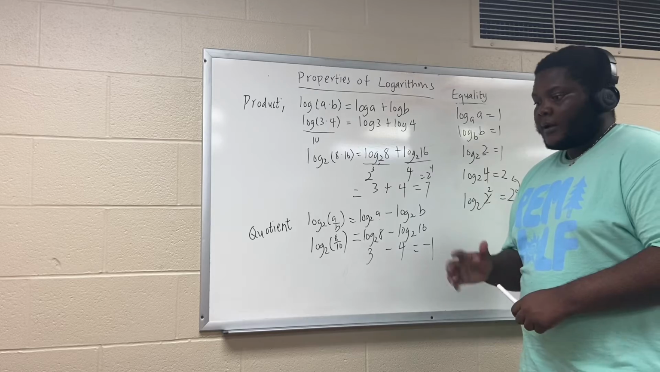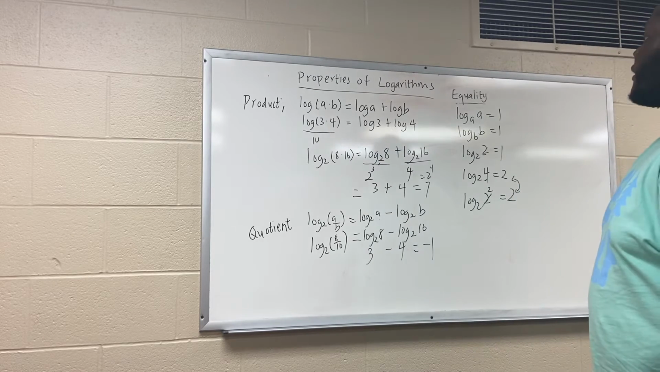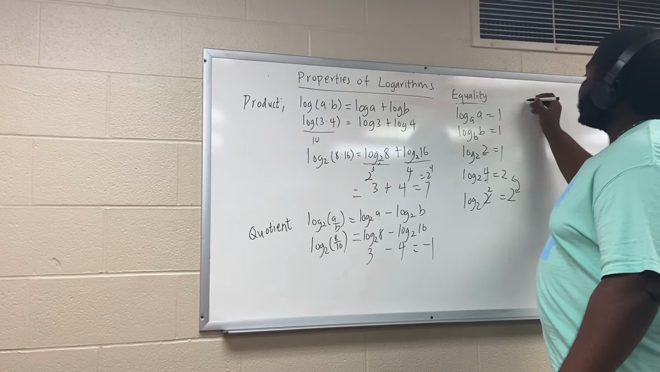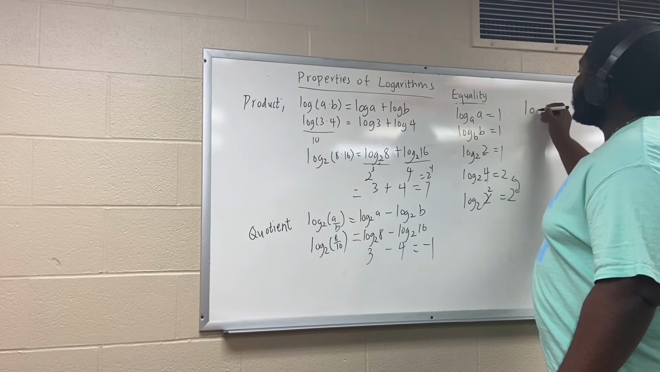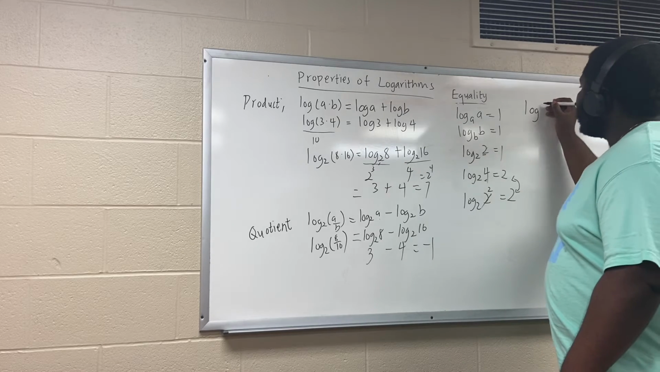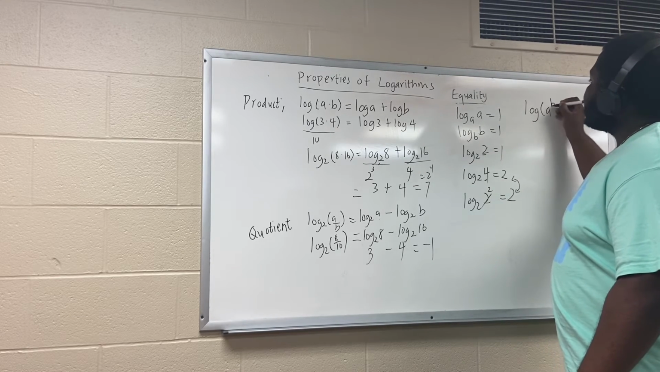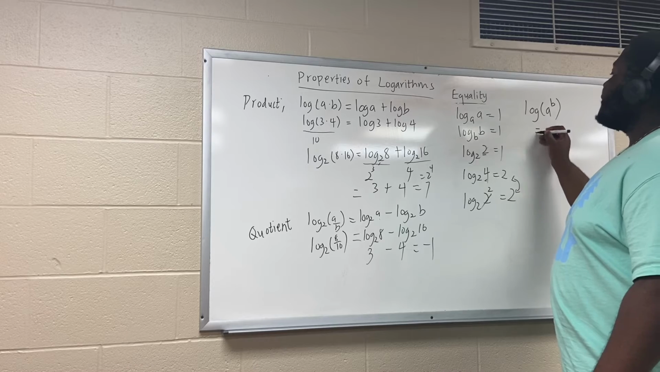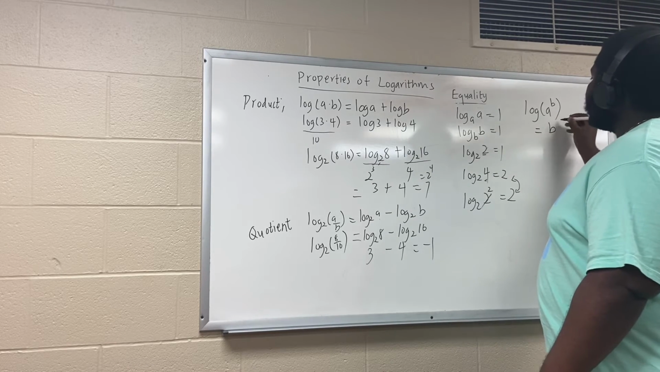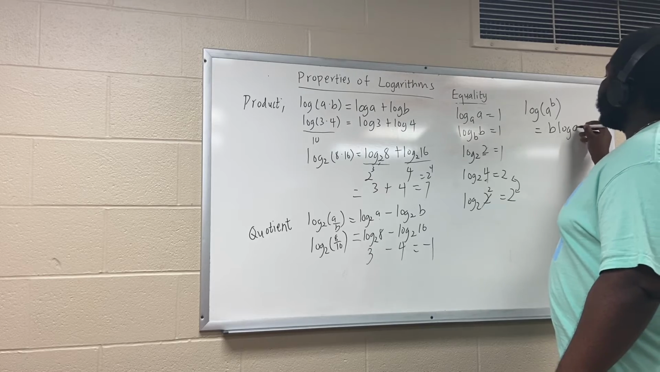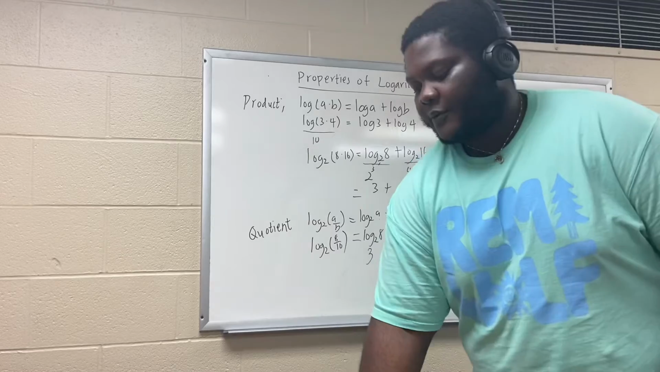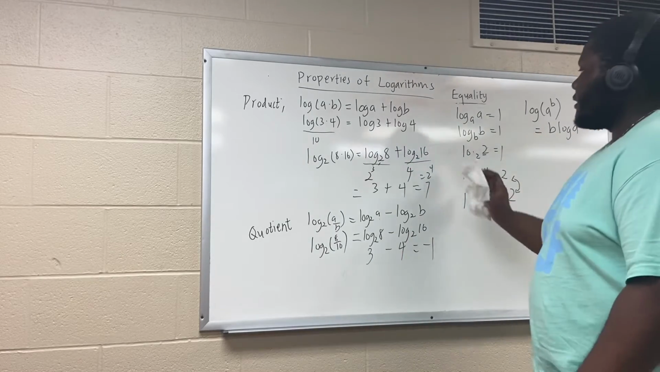Okay, we want to move on to another property. Let's say we have the log of a raised to the power b. You can rewrite this as b times log of a. We're going to move to this side to do an example using this one.